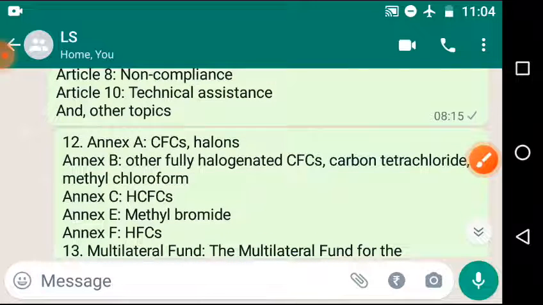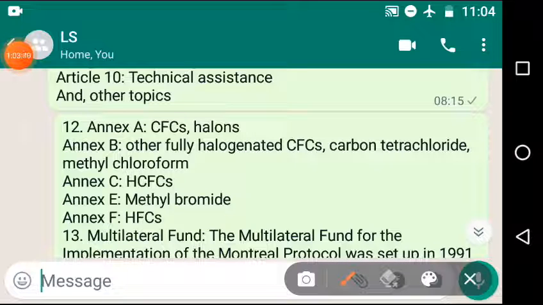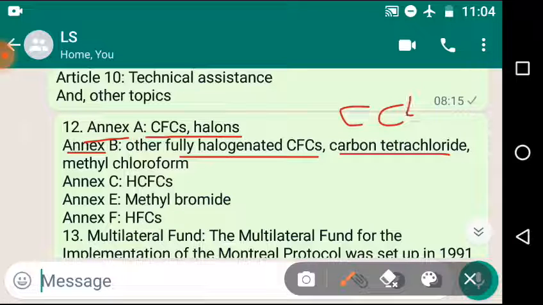Okay. Then more has been given after the articles. Annex has been mentioned. Annex is another part of this protocol. In Annex A, it has been related to the various compounds which cause ozone depletion, like chlorofluorocarbons, halons. In Annex B, it has been mentioned all the other pollutants which cause depletion of the ozone layer, like fully halogenated chlorofluorocarbons, carbon tetrachloride, also called CCl4, okay. Then methyl chloroform.